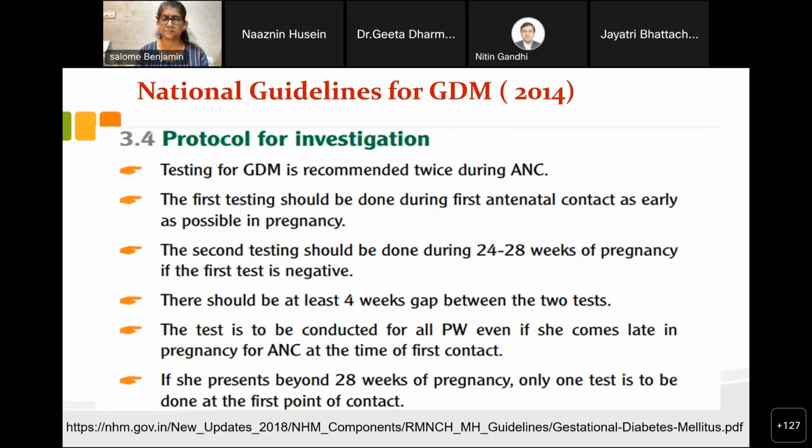So we all know that the protocol for investigation in ANC is 2 times. Testing for GDM is recommended 2 times. First, it should be done at the first antenatal contact, as early as possible, whenever the patient visits the doctor. Nowadays, this OGTT test is done always. Second, if it is negative, the second test should be done at 24 to 28 weeks of pregnancy. So there should be at least a 4-week gap between the 2 tests. This test is done for all pregnant women, irrespective of anything. So I think a dietitian, next slide, always needs to ask, is your OGTT done?